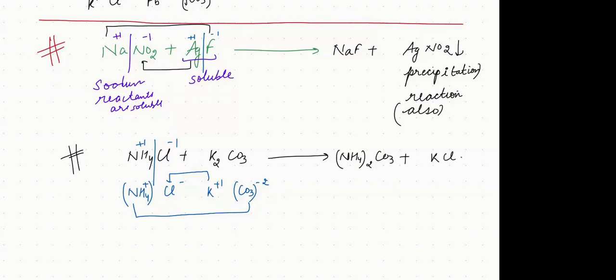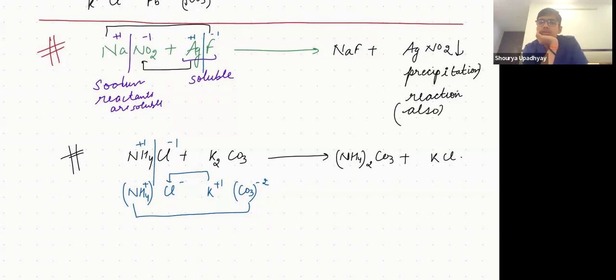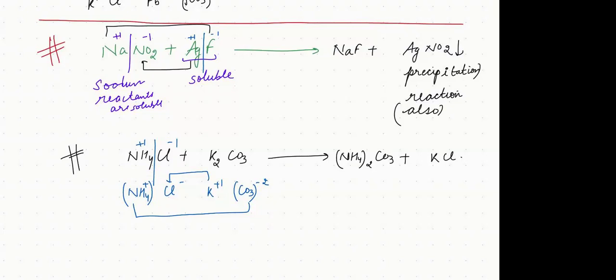Now you tell me whether it is a double displacement reaction or not. So you say NH4Cl is there. Yes, ma'am. Did you understand? And K2CO3 is there. So this is going to be potassium carbonate. And this is going to be ammonium chloride.